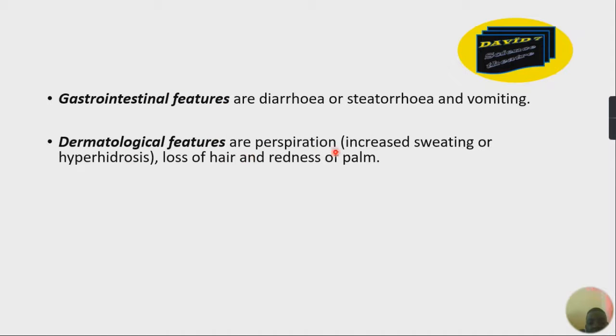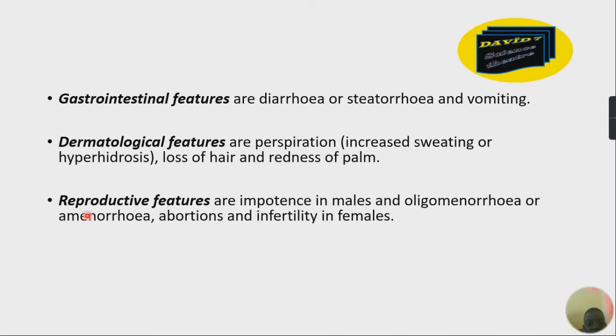Dermatological features are perspiration, that is increased sweating or what we call hyperhidrosis, loss of hair, and redness of the palms. Those are also signs of Graves' disease. Let's continue. Reproductive features are impotence in males and oligomenorrhea or amenorrhea, abortions, and infertility in females.